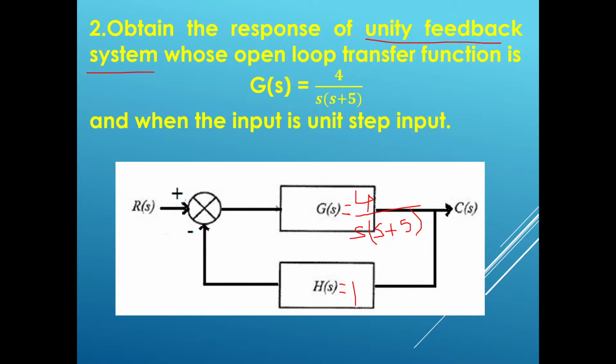Okay, G of S is 4 divided by S into S plus 5, and H of S is equal to 1. Input is what? Unit step input, which means R of S is equal to 1 by S. So G of S is equal to 4 by S into S plus 5, and H of S is equal to 1. That is it. You just note it down. As soon as you complete, mention it in the chat box so that I will proceed further. So we can solve this numerical problem.